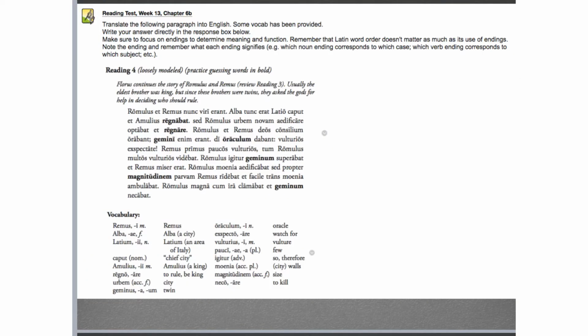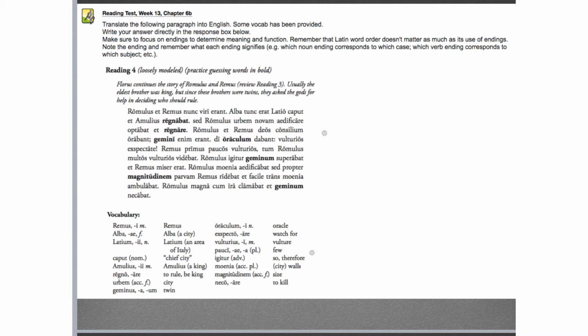All right. So this week's summatives. Just a translation for the reading. I'll do a little bit of it and then leave the rest for you. So remember, good idea to read through the Latin sentence first. So Romulus et Remus nunc viri erant. The reason that we do that is, again, to kind of break things up a little bit, to identify things we definitely know, things we might not know, and things we need to know.